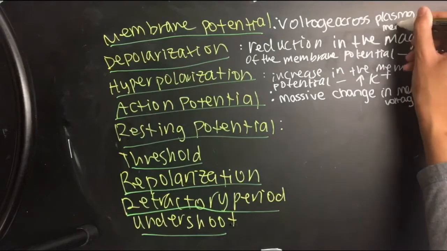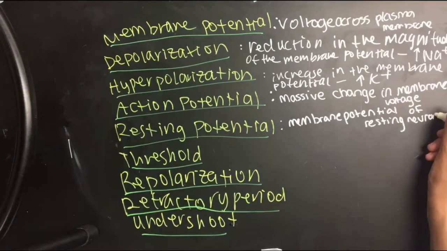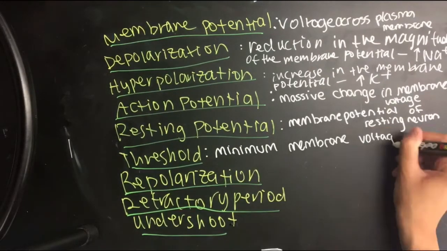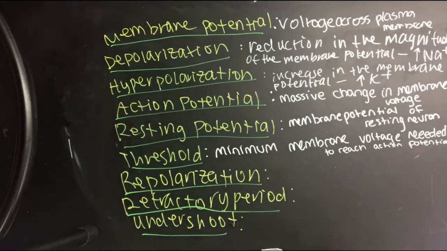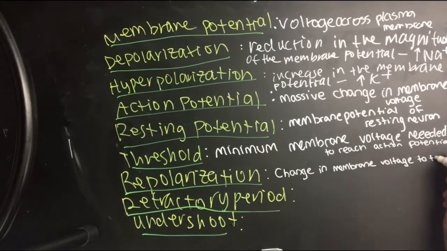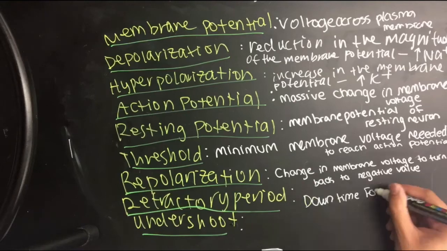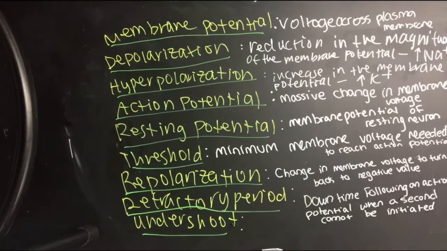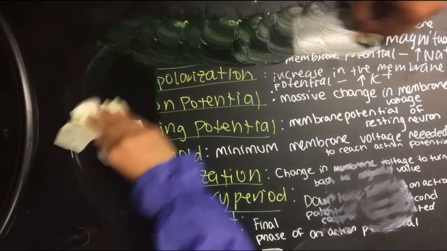The resting potential is the minimum potential of resting neurons. The threshold is the minimum membrane voltage required to reach the action potential. Repolarization is the change in the membrane voltage to turn back to negative values. The refractory period is the downtime following an action potential when a second cannot be initiated. And the undershoot is the final phase of an action potential. Now that we have that out of the way, let's move on to more about me, Billy the Neuron.